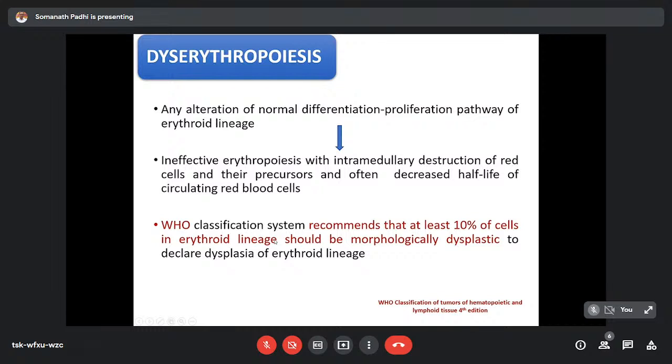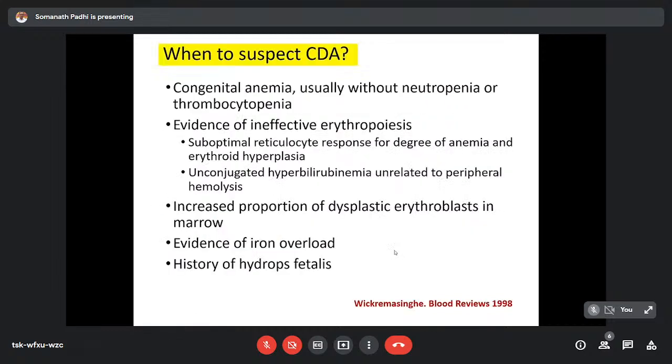The WHO specifically recommends that whenever we say that dysplasia or dyspoiesis is there in the bone marrow cells, at least 10% of cells of the erythroid lineage should be morphologically dysplastic to declare this as erythroid dysplasia.